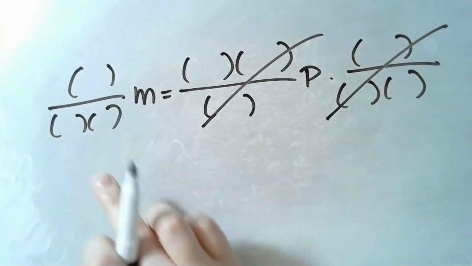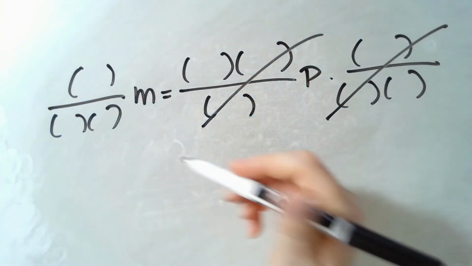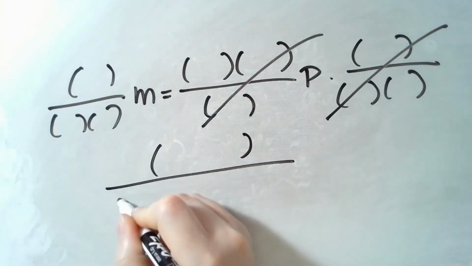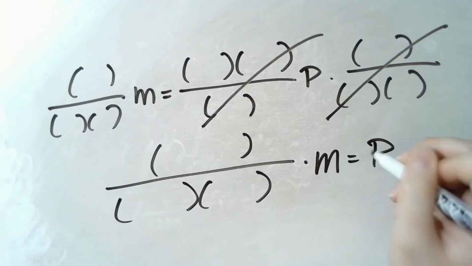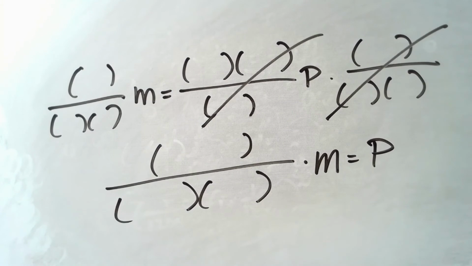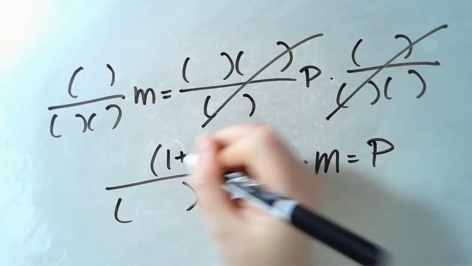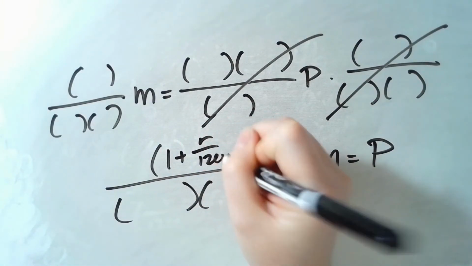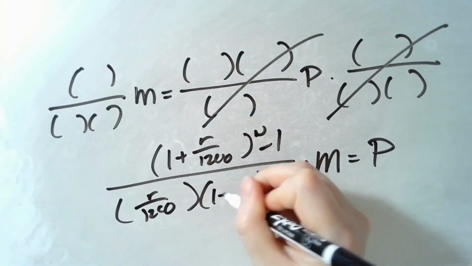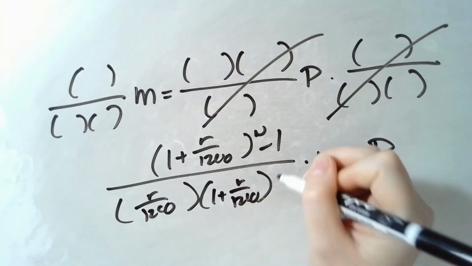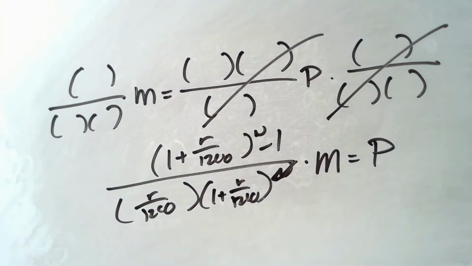So now I'm just going to copy this down here. I have the 1 parentheses and the 2 parentheses times the m equals p. So to write that all out, you're going to have your 1 parentheses. Reading your problem, it's just 1 plus r over 1200, and minus 1, r over 1200 to the n. And that's it.